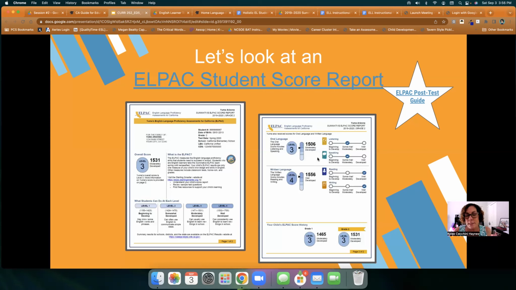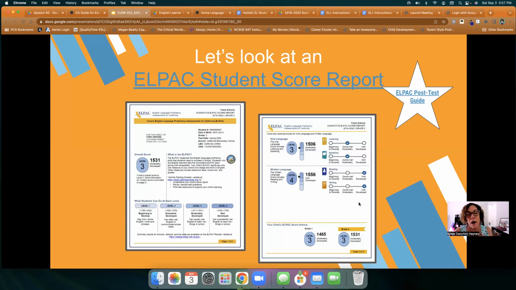Remember what I said when they break the oral language down smaller into listening and speaking, it's out of 3. 1, 2, 3. For the larger, it's out of 4. Then we go down, we look at her written language, and she's level 4. She's solid in level 4. And notice both reading and writing, she is a 3 out of 3, right? She's well developed in both.